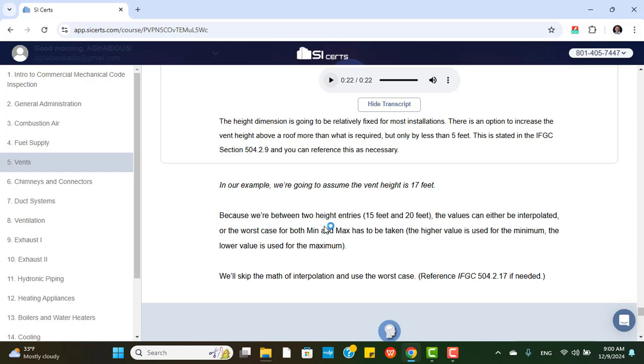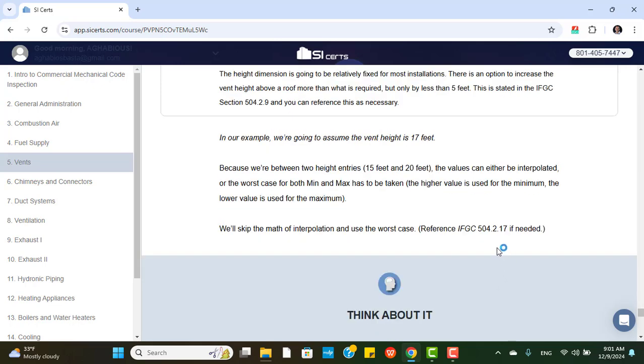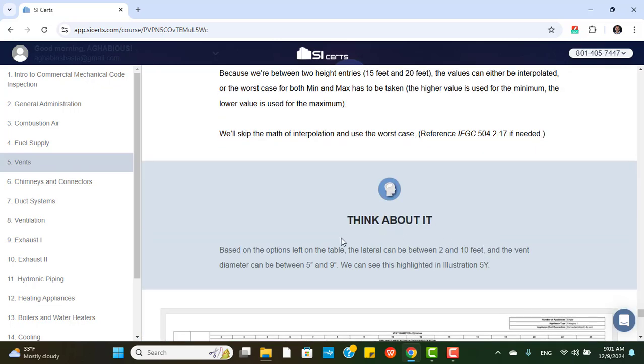Because we are between 2 height entries, 15 feet and 20 feet, the values can either be interpolated or the worst case for both minimum and maximum can be taken. The higher value is used for minimum, the lower value is used for maximum. We will skip the math of interpolation and use the worst case. Reference International Fuel Gas Code 504.2.17 if needed. Think about it.